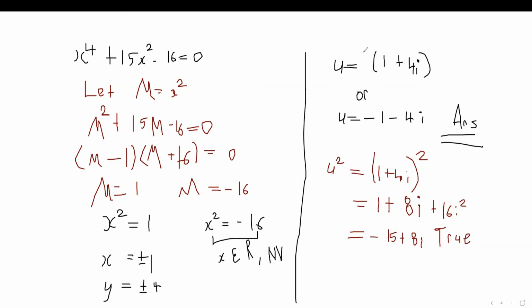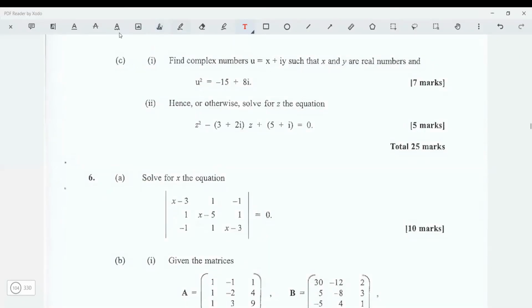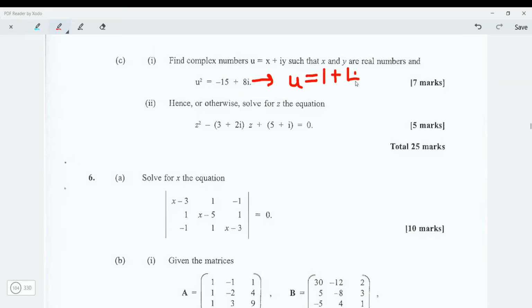So now we can write down that u is 1 plus 4i or minus 1 minus 4i. So that implies u is equal to 1 plus 4i, or u is equal to minus 1 minus 4i.